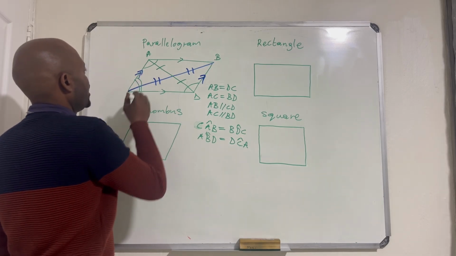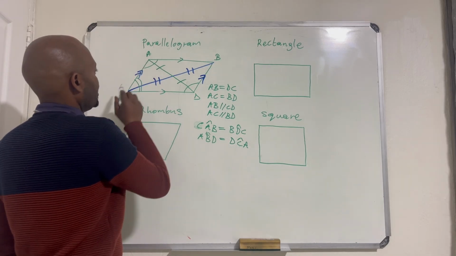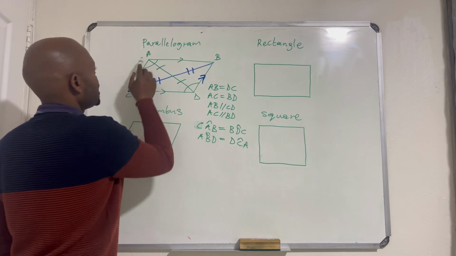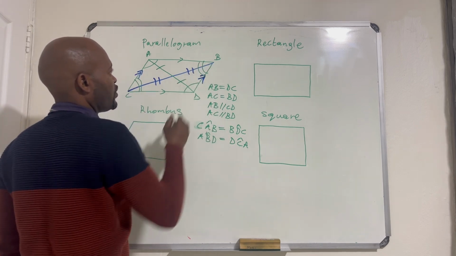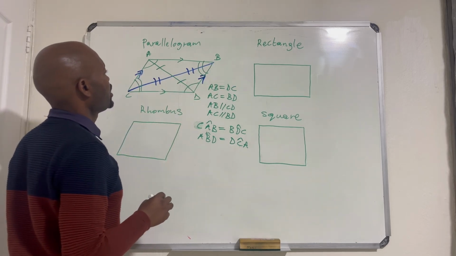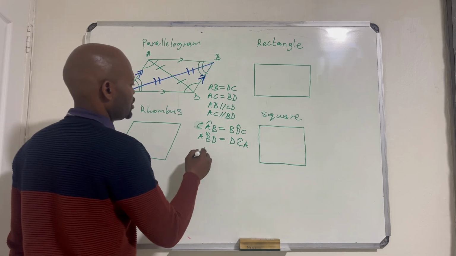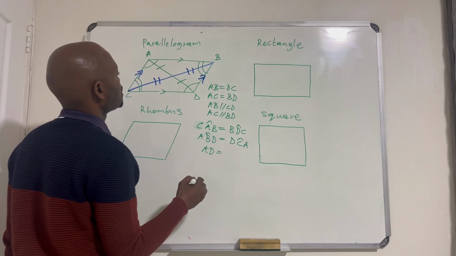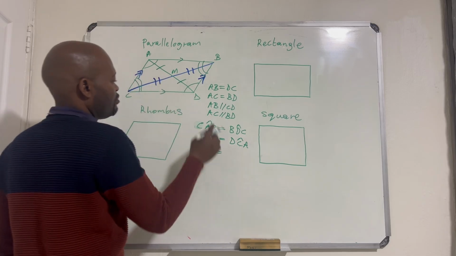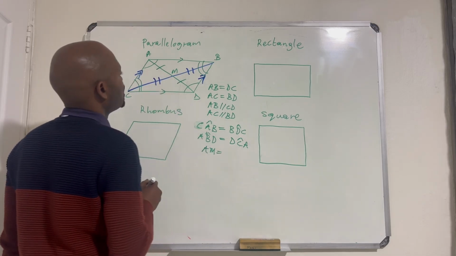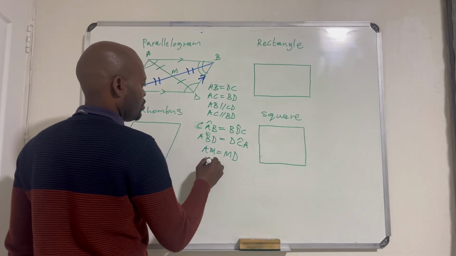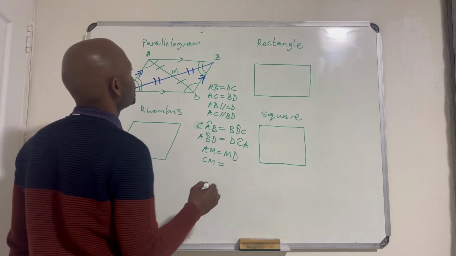And this angle there, which is angle ACD, or angle DCA, is equal to that angle there, which is angle ABD. Diagonals bisect each other. It means that AM is equal to MD, and CM is equal to MB.